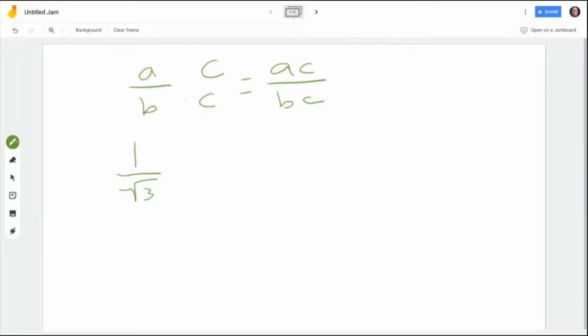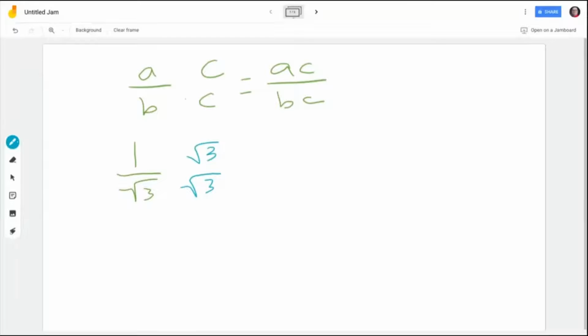But since I want to get rid of the square root of 3, I want to end up with the square root of 3 squared down there. And to obtain that, I need to multiply by the square root of 3. But remember, if I multiply the denominator by square root of 3 and I want to end up with an equivalent fraction, I also have to multiply the numerator by square root of 3.